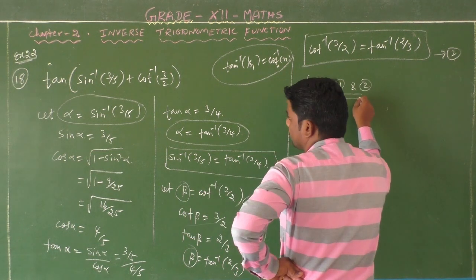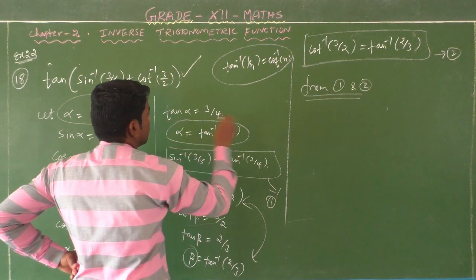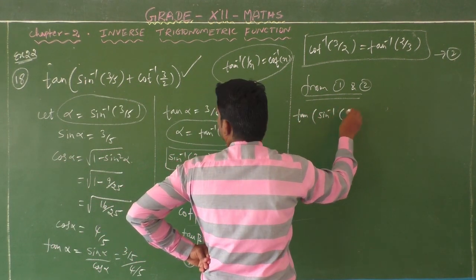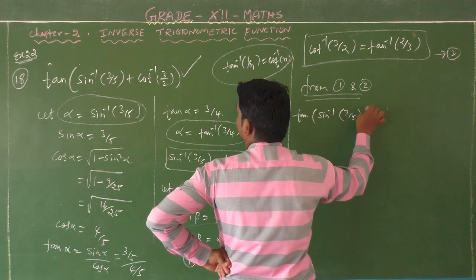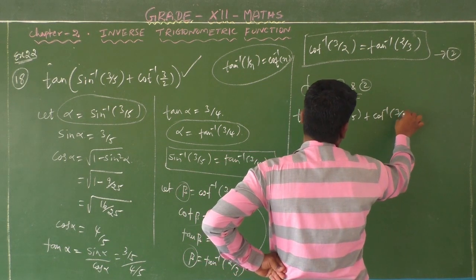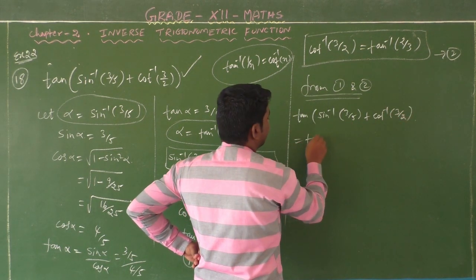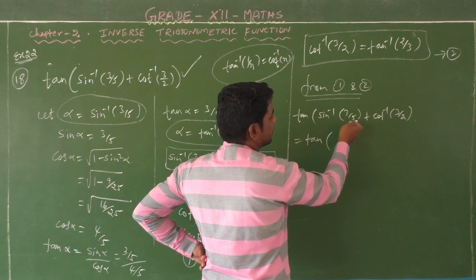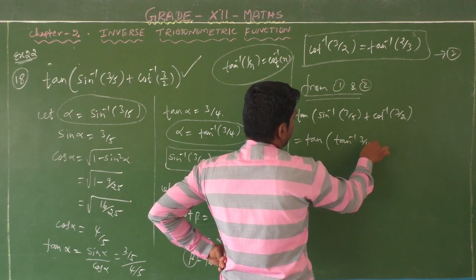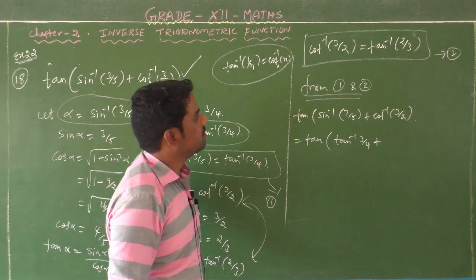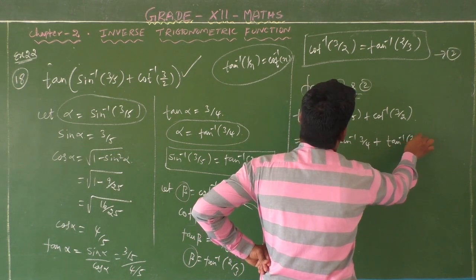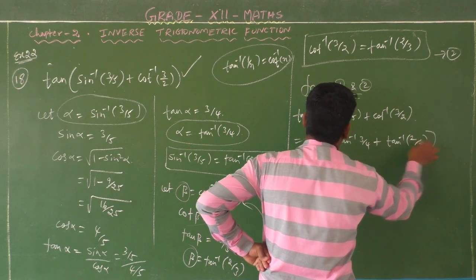From 1 and 2, substitute these two values in the given question. So tan of sin inverse 3 by 5 plus cot inverse of 3 by 2 is equal to tan of (tan inverse 3 by 4 plus cot inverse 3 by 2), which is equal to tan of (tan inverse 3 by 4 plus tan inverse 2 by 3).